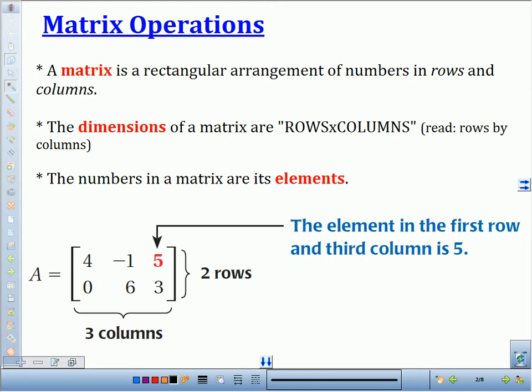The dimensions of a matrix we also have seen before. The dimensions are the rows by the columns. In other words, we find out how many rows there are, the number of rows. We find out the number of columns, and we get a number by a number. That's our dimension. So, for instance, in the case of the matrix that I have down here at the bottom of the screen, I have 2 rows, I have 3 columns. So this is a 2 by 3 matrix. Those are my dimensions.